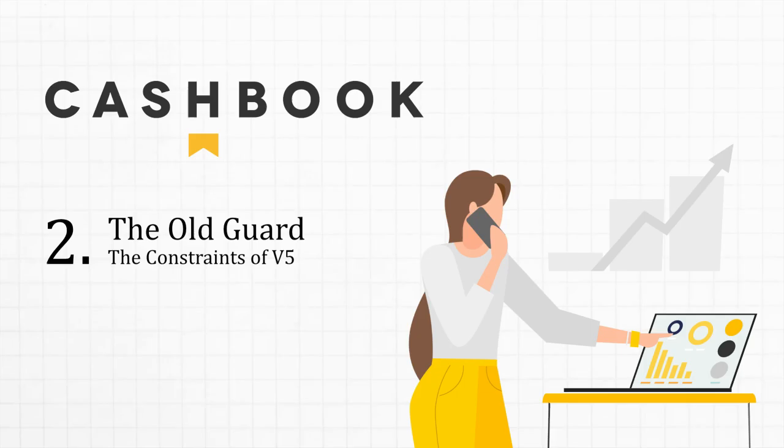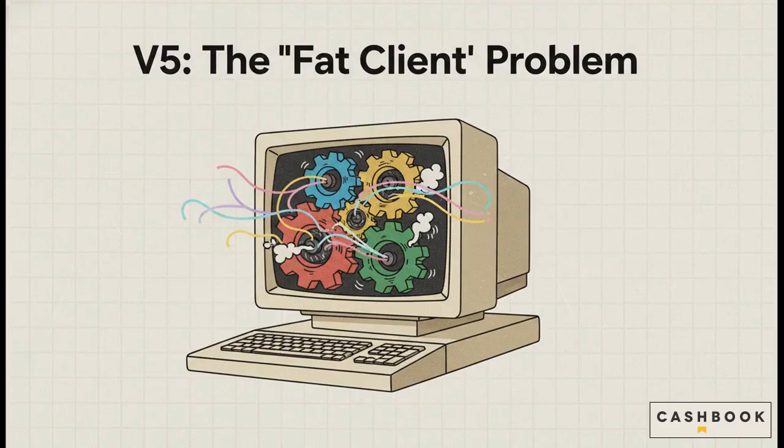All right, let's talk about the old guard. What were the real constraints of V5? Understanding these limitations shows you exactly why the move to V6 wasn't just a nice-to-have, it was absolutely necessary. So at its heart, V5 was what we call a fat client application. Now, what does that even mean? It means a ton of the heavy lifting, the actual processing, was happening right on your computer. And that outdated architecture just created performance bottlenecks and depended way too much on each user's PC.